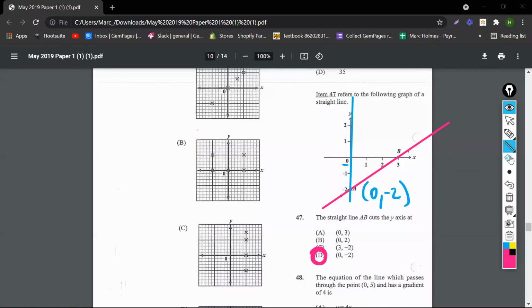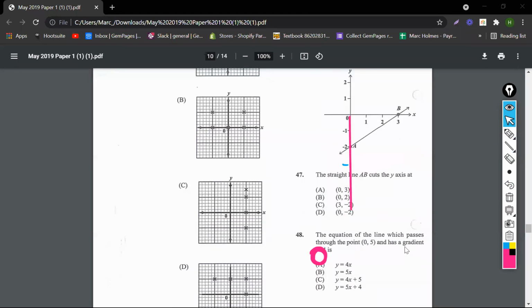Where does it cut the y-axis? It cuts the y-axis at that point, this one right here, the A point. Definitely, wherever it cuts the y-axis is right there. That's where the line cuts the y-axis. So the point there is 0, -2. Cool. All right, move on.